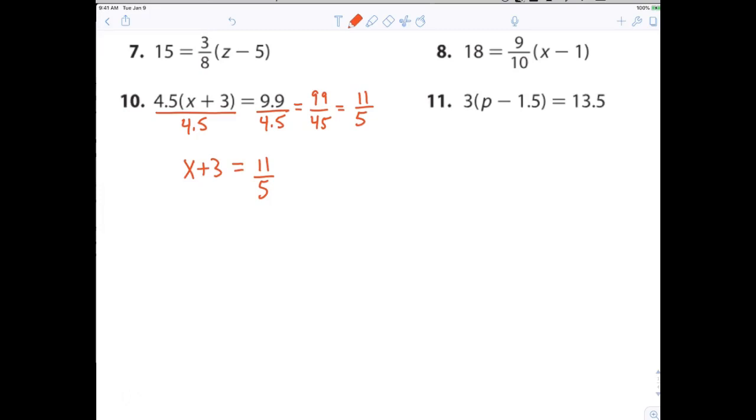Now I have to subtract what? 3. So minus 3. These guys cancel, right? So now you have 3 pizzas. You cut them into 5. How many slices do you have? Come on, answer my question. You have 3 pizzas. You cut them into fifths. How many slices do you have? 15. That's why 3 is the same as 15/5. Now, what's 11 minus 15? Negative 4/5. Negative 4/5.